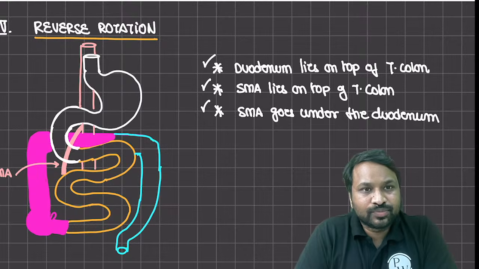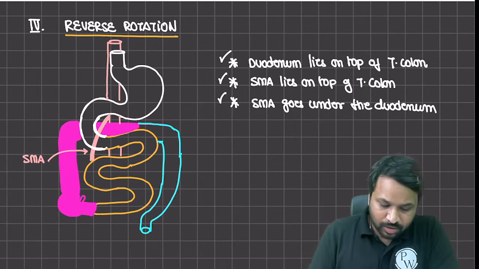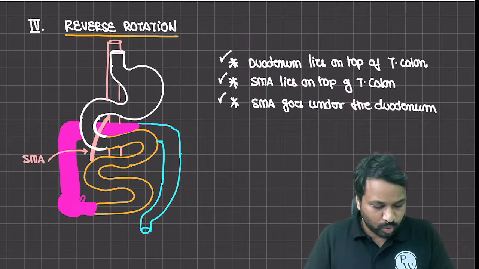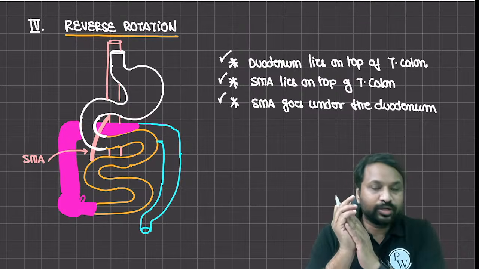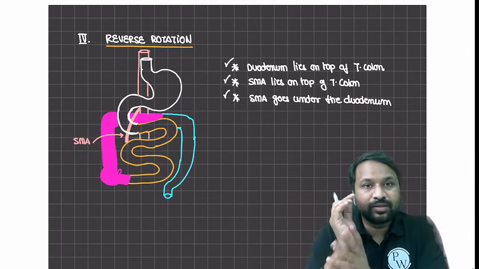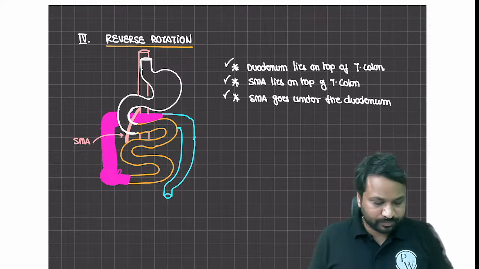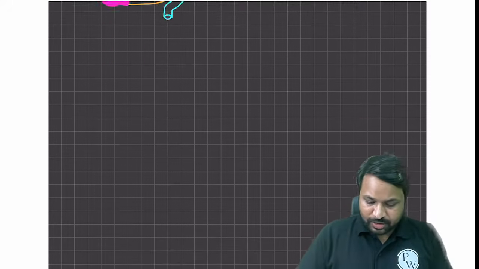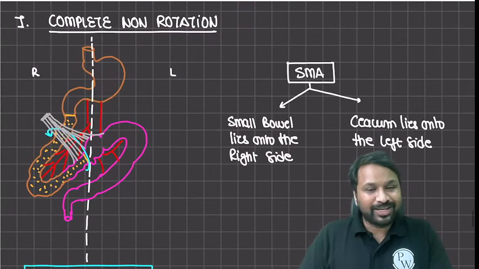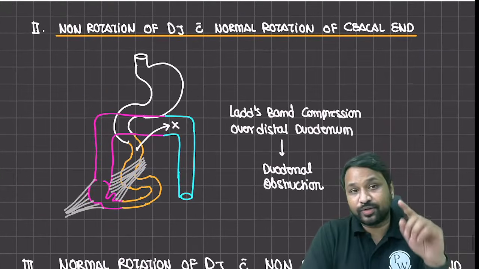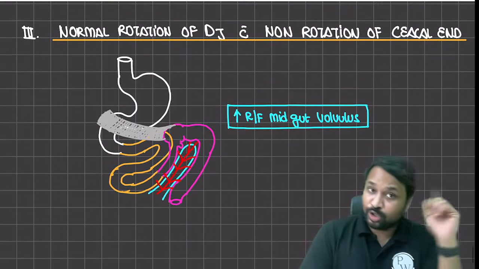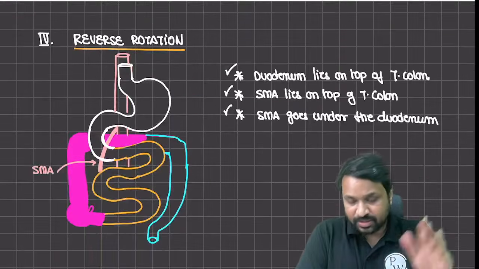Clear? Okay. So these are all the important aspects about your malrotation. Clear? Right. So if you've understood the whole concept of malrotation, the four different types. One is a complete non-rotation. Another one is a non-rotation of DJ with a normal rotation of cecal end. The third one, there's normal rotation of DJ with a non-rotation of cecal end. And the last one, there's a reverse rotation.